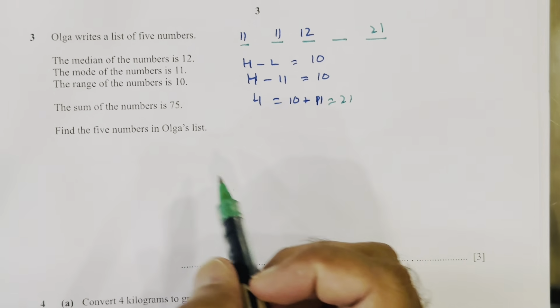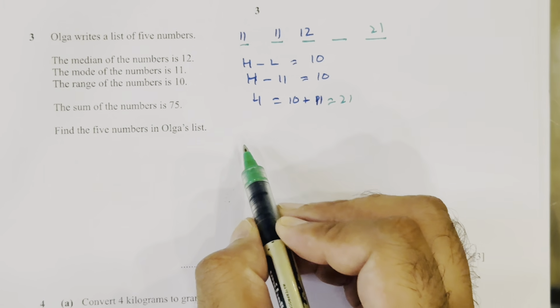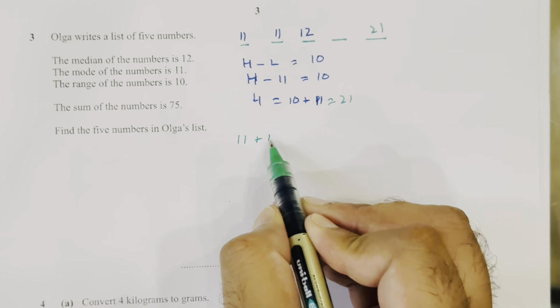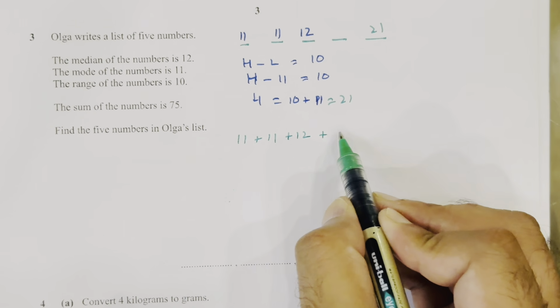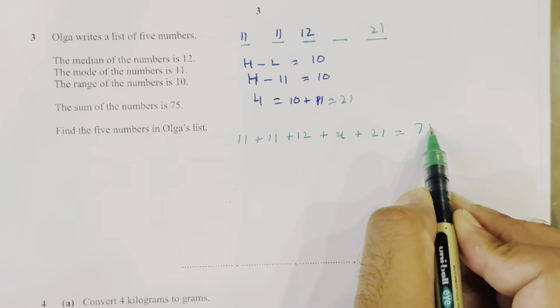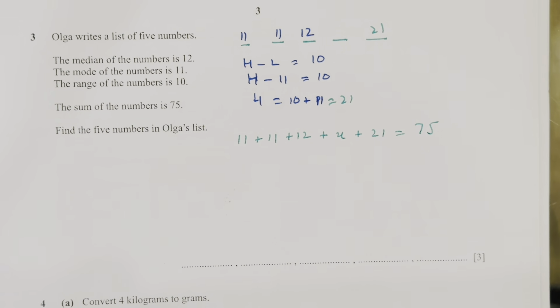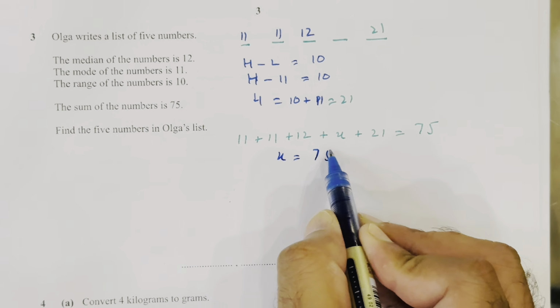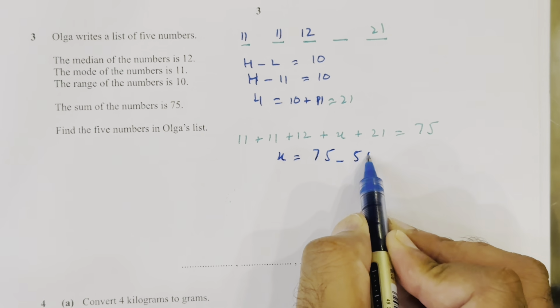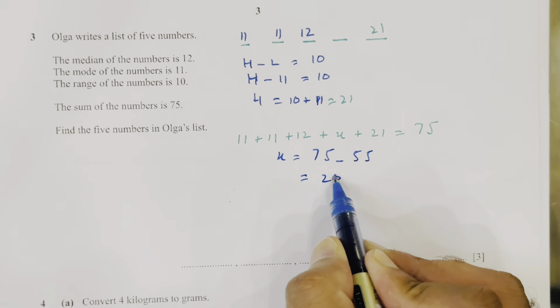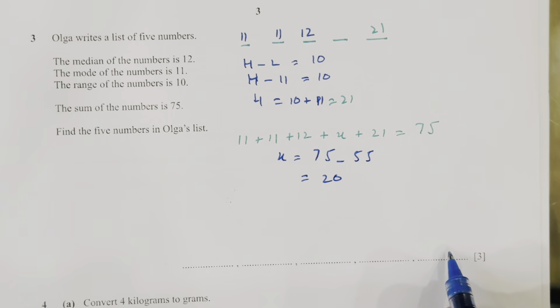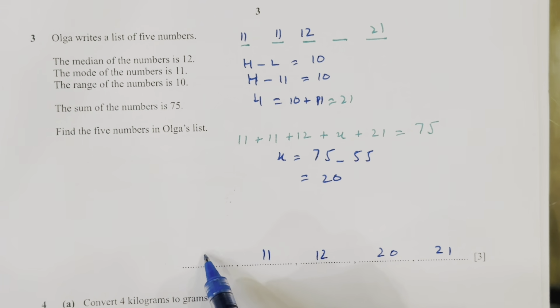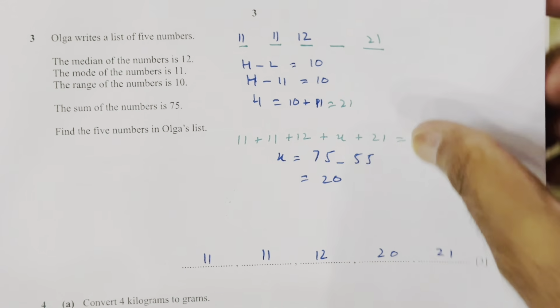And the sum of all the numbers is 75. So 11 plus 11 plus 12 plus x plus 21 is equal to 75. After solving this, it would be 75 minus 55. So x would be 20. So the 5 numbers are 21, 20, 12, 11 and 11. So this was a simple but somewhat tricky question.